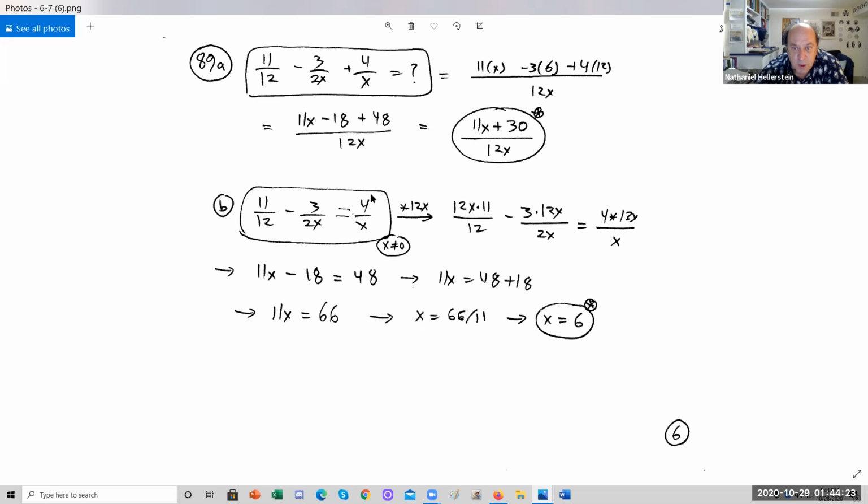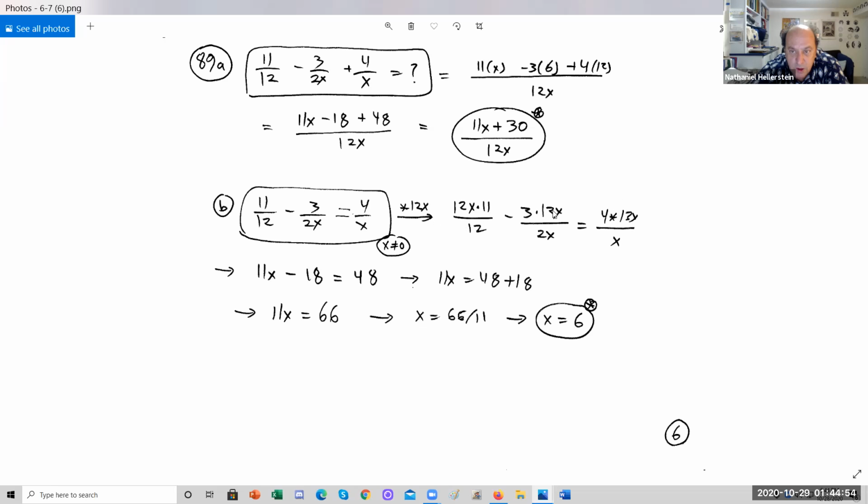As for solving this equation, well, similar thing. First of all, it's an equation, and it's a rational equation, so we want to rule out making any of the denominators 0. So x can't be 0. As before, the least common denominator is 12x. So we multiply throughout: 12x times 11 twelfths minus 3 times 12x over 2x equals 4 times 12x over x.